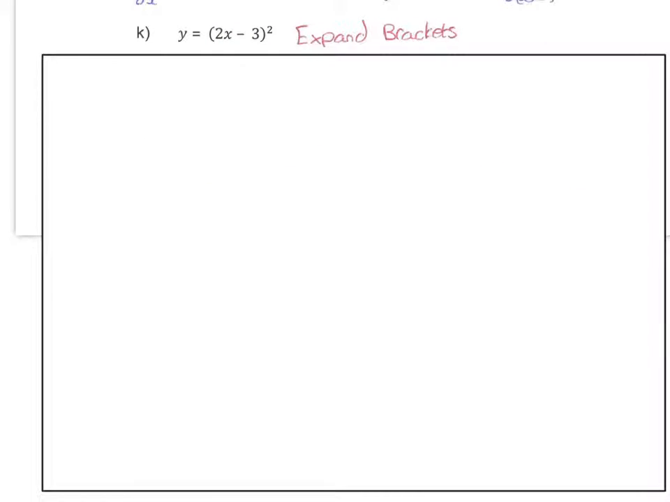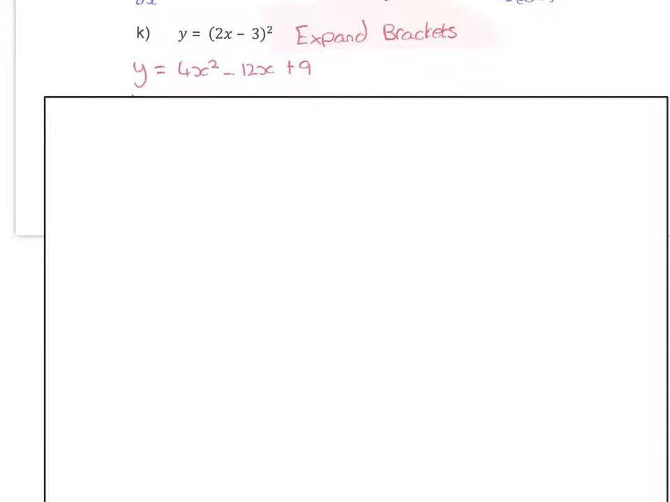Okay, finally, on to the last part. In K, we've got y equals 2x minus 3 all squared. Now, for these types of questions, it is really important that we expand the bracket. So don't just multiply down by the power and take one away until you have expanded out that bracket. So rules for double brackets, multiply it out first, so you get y equals 4x squared minus 12x plus 9.